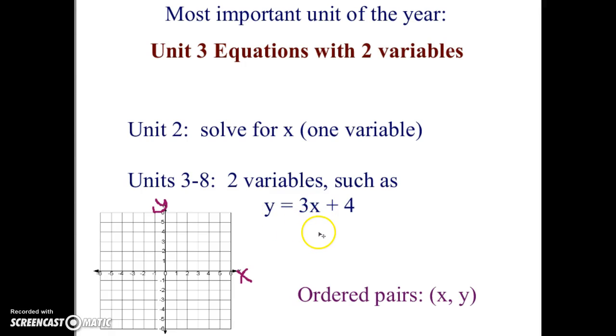Well, the answer, so to speak, or the solution to that equation, is an ordered pair. And it can be different numbers. If x is one number, y is going to be another number.